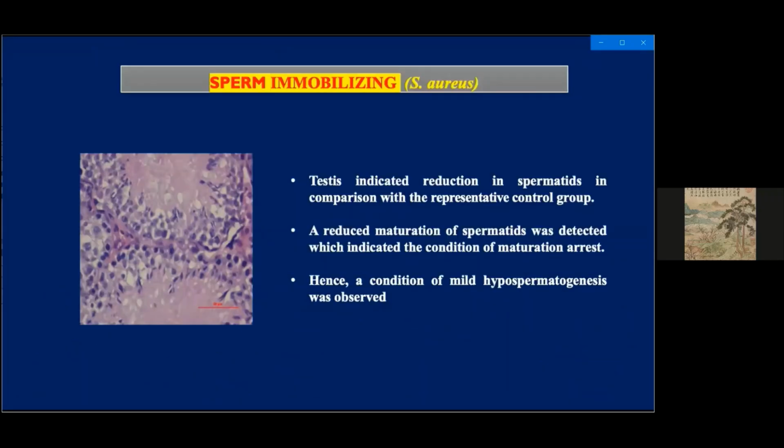The histopathological examination of the testes of mice administered with sperm immobilizing Staphylococcus aureus showed reduction in spermatids in comparison with the representative control group. A reduced maturation of spermatids was detected, which indicated the condition of maturation arrest. Hence, a condition of mild hyperspermatogenesis was observed. So from these results also it could be concluded that sperm immobilizing microorganisms are less efficient in causing azoospermia as compared to the sperm agglutinating microorganisms. In case of sperm immobilizing microorganisms, there was hyperspermatogenesis, but it was not as severe as in case of the sperm agglutinating microorganisms.